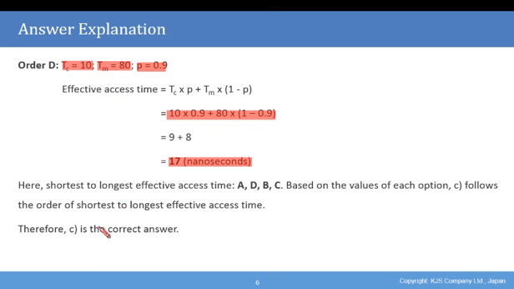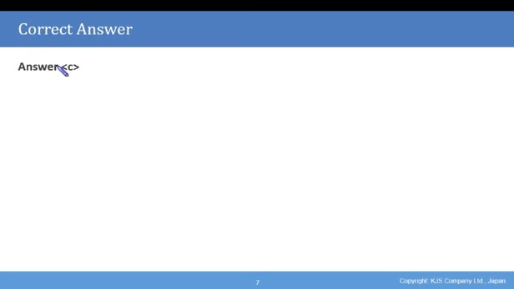Therefore, we can put our shortest to longest effective access time in order. Here we have A, D, B, C, based on the values of each option. C follows the order of shortest to longest effective access time. Therefore, C is our correct answer. And here we can see our answer is C.